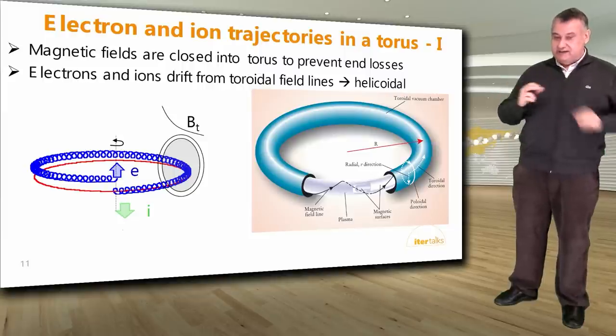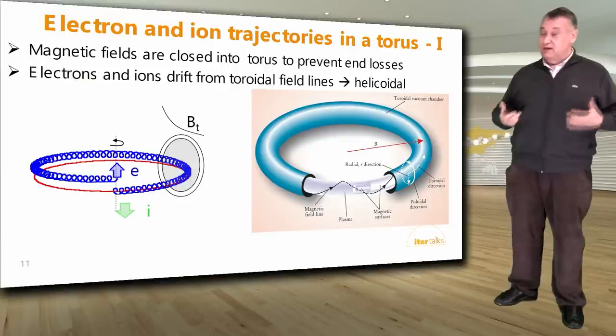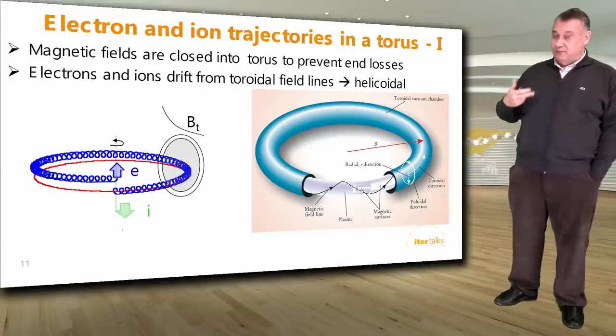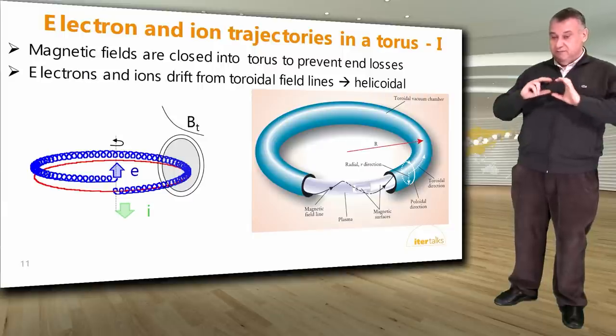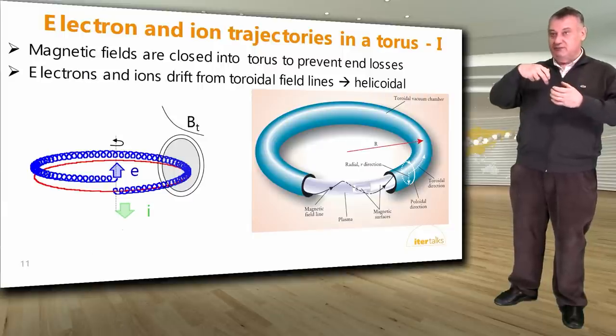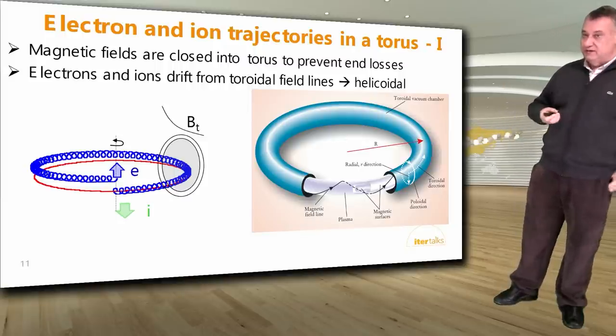This makes the losses to the ends disappear naturally. But this doesn't provide the final solution, because when charged particles are in a magnetic field of this type, the magnetic field is higher on the inside part of the torus than on the outer part. This leads to the particles moving vertically up and down, and the electrons and the ions move in different directions.